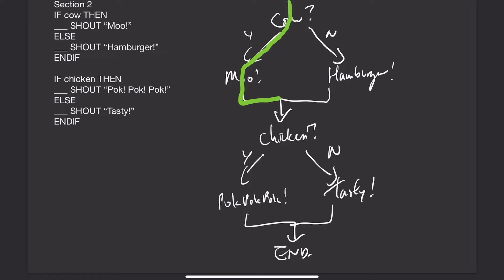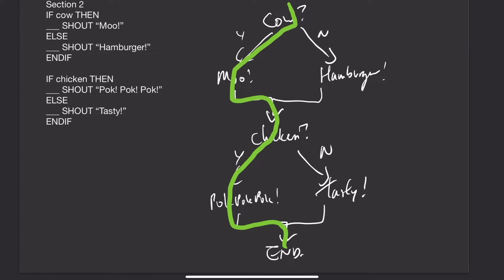So you go to the next conditional. If chicken, remember we only have a cow, so what happens? No chicken, we do what is in the else portion of the chicken conditional and we shout tasty. So what do you shout? Moo and tasty. So similarly, if you have a chicken but no cow, then you go this way, you shout hamburger, you got chicken, then you shout pok pok pok and then end. Okay, that's the end of section 2.